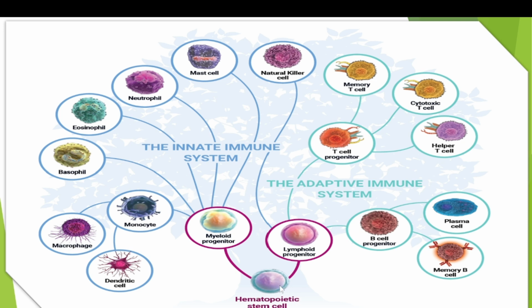This hematopoietic stem cell again divides into two types. One is the myeloid progenitor cell, another one is the lymphoid progenitor cell. So the hematopoietic stem cell is the pioneer cell for the blood. It is present in bone marrow and divides into two types of cells, the myeloid progenitor cell and the lymphoid progenitor cell. After dividing, the myeloid progenitor cell develops into other types of cells. Similarly, lymphoid progenitor cells also develop into other types of cells.